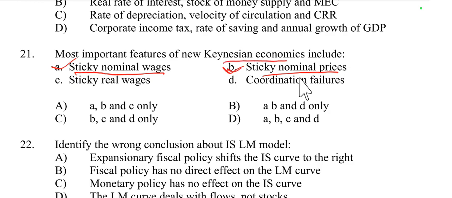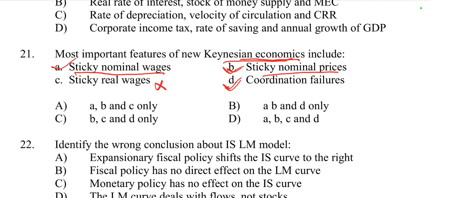Then the third one, sticky real wages. No, this is incorrect according to Keynesian economists, because sticky real wages is not a primary feature of new Keynesian economics. Instead, the focus is on nominal rigidity. Then option D, coordination failure. This is also included in Keynesian economics, because with coordination failure, economic agents may fail to coordinate their actions effectively, leading to suboptimal outcomes.